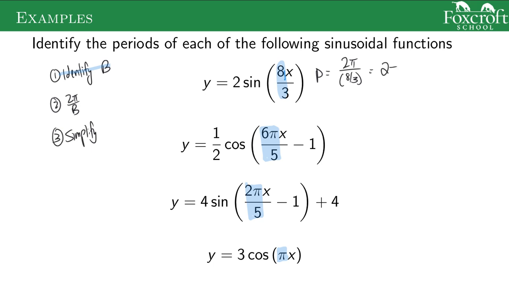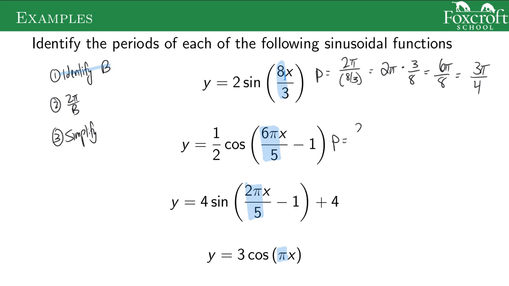Dividing by a fraction is the same as multiplying by its reciprocal. All right, so that's going to come up a lot in these because a lot of these are fractions. 2 pi times 3 is 6 pi over 8, which turns into 3 pi over 4. All right, so this function is going to repeat every 3 pi over 4 if I were to graph it.